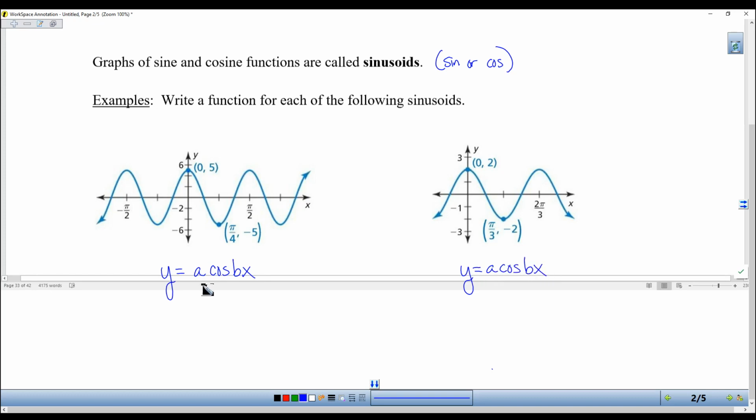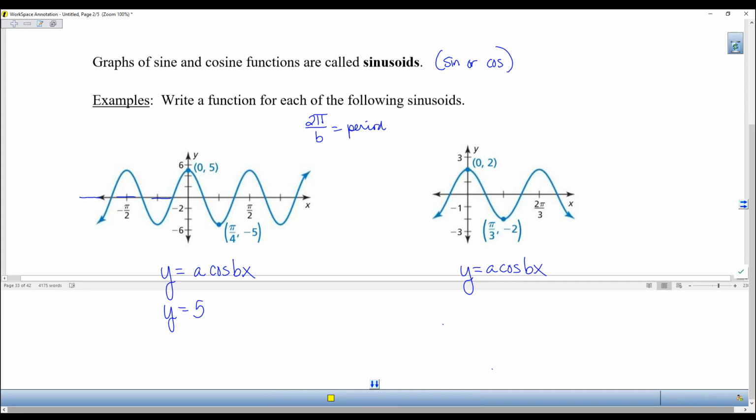So A is the amplitude. So what you want to do is find the midline. Just kind of cut it in half. And then I can see it goes up to 5 and down to -5. So its amplitude is 5. Now to find B, remember how we use B. We usually say that since the normal length of cosine is 2 pi, 2 pi over B is going to give us the period of this particular graph.